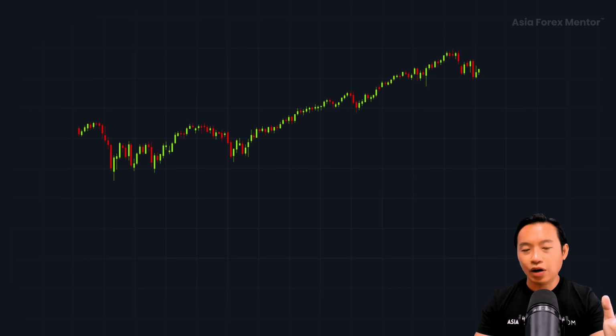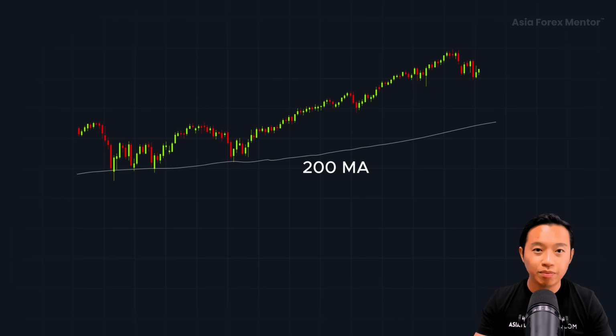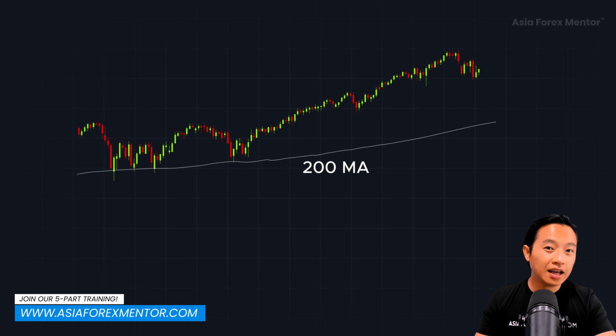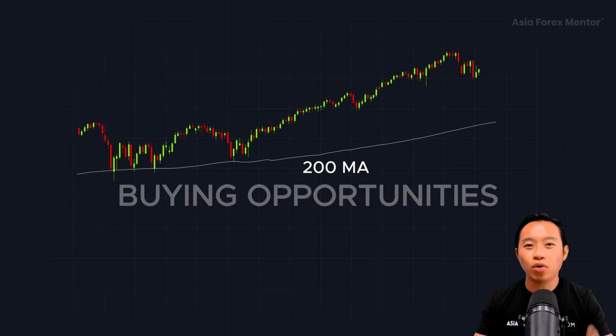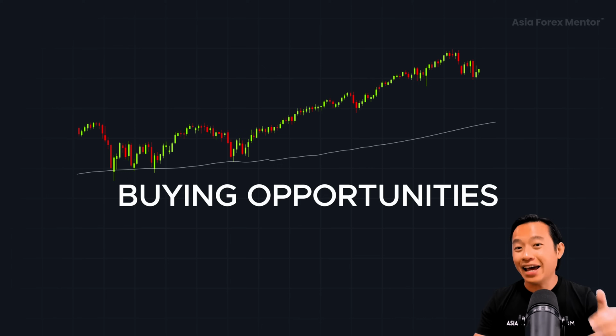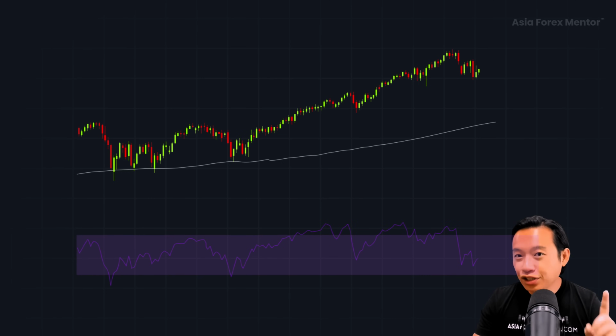First, we are using the moving average to identify the trend for us in the S&P 500. Since price is above the 200 moving average, we can conclude that it is in an uptrend. Therefore, we are looking for buying opportunities. Next, we are using the RSI as an entry trigger to enter a trade.